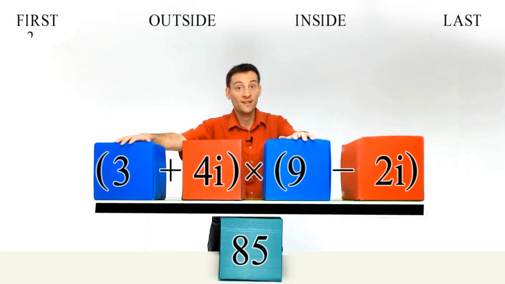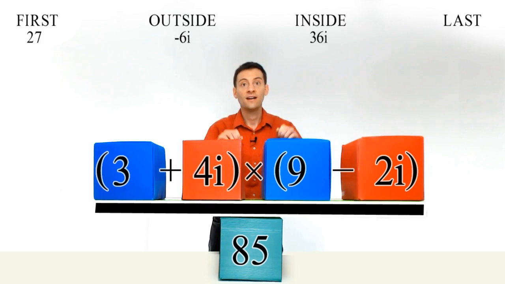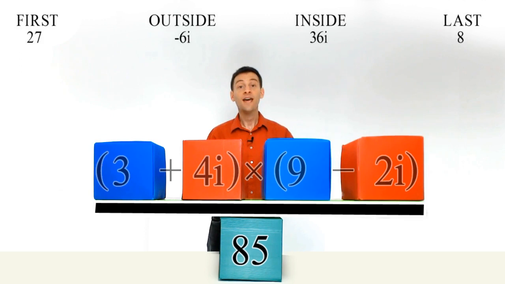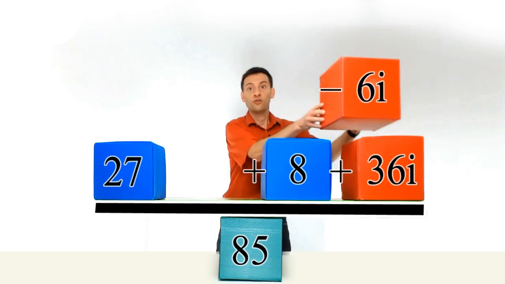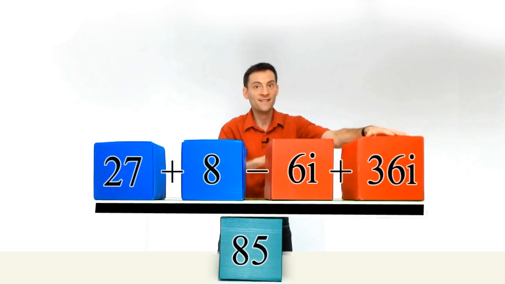So using FOIL, 3 times 9 equals 27, 3 times minus 2i equals minus 6i, 4i times 9 equals 36i, and 4i times minus 2i equals minus 8i squared, or simply 8, as i squared equals minus 1. This makes 27 minus 6i plus 8 plus 36i. If we arrange this, grouping the real and imaginary terms, we get 27 plus 8 minus 6i plus 36i, which gives us 35 plus 30i.